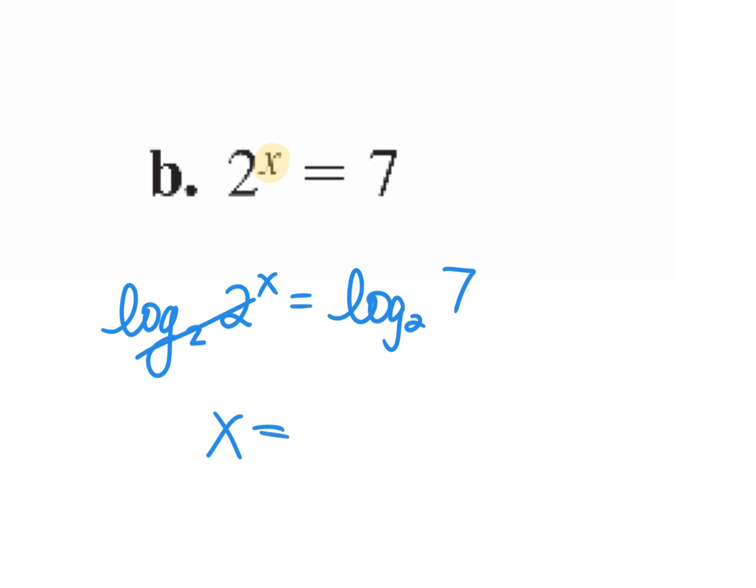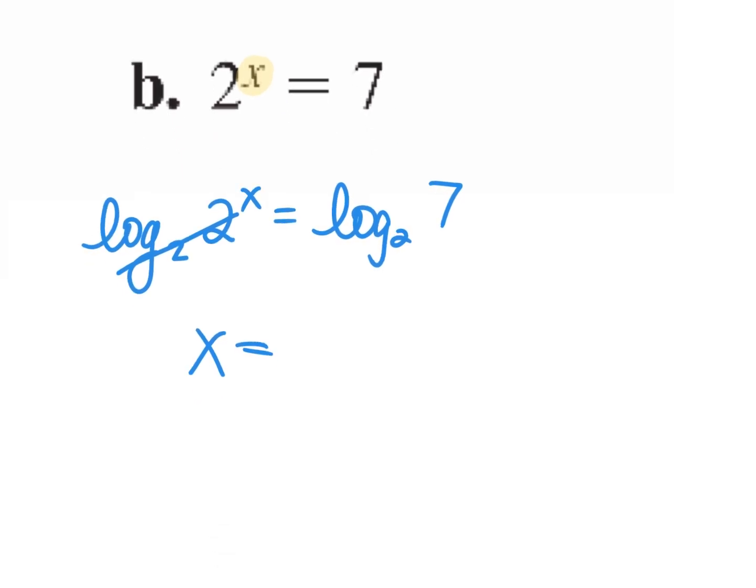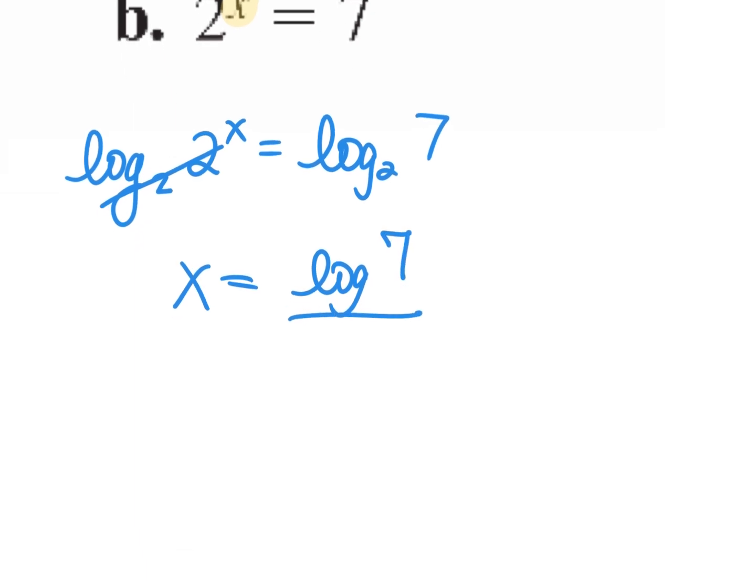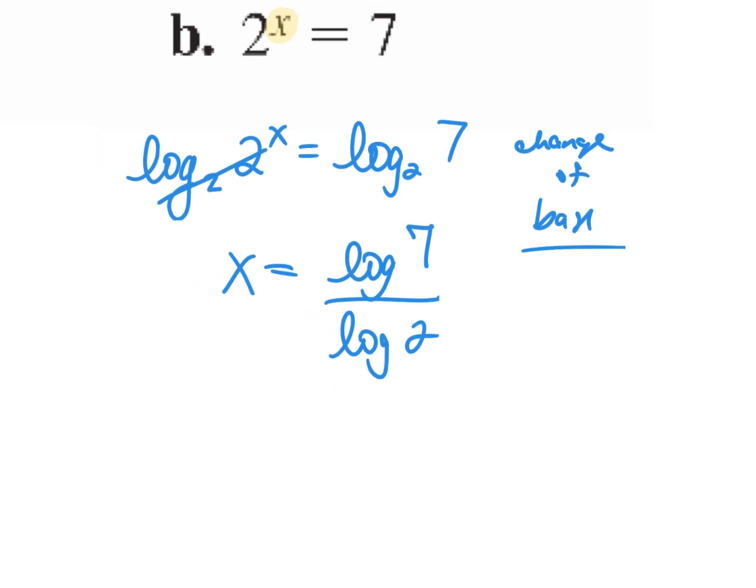How would I put that in my calculator, guys? We know how to do this. Log what? Log 7 divided by log 2. That's the change of base formula. You have to use the change of base. So do that in your calculator. What is log 7 divided by log 2?